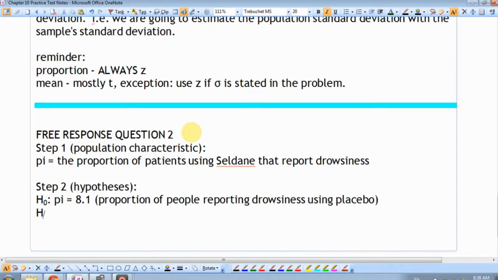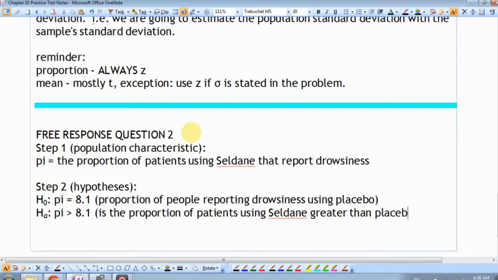Alternative: pi is greater than 8.1. And that's the question that they're asking. Is the proportion of patients using Seldane greater than placebo? Is pi actually greater than 8.1?